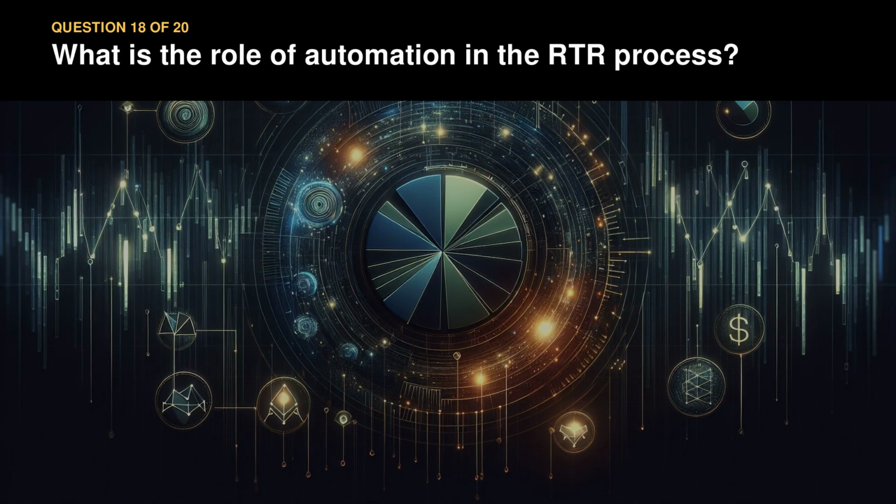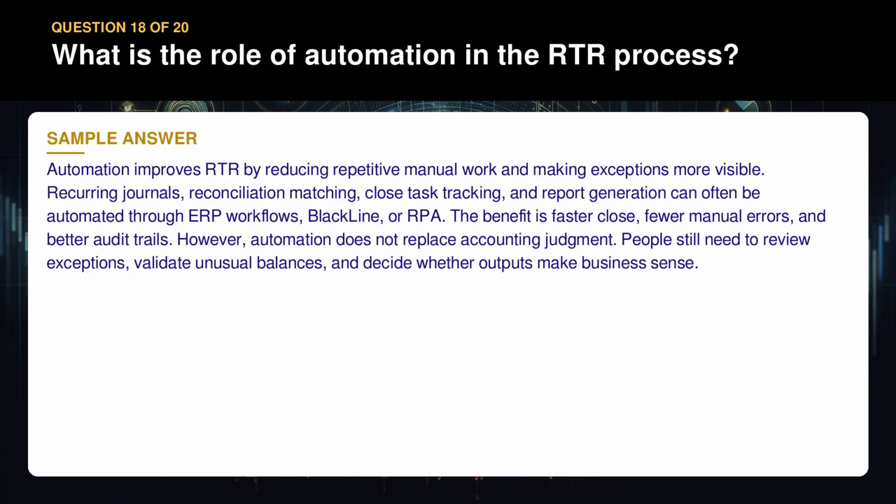Question 18. What is the role of automation in the RTR process? Automation improves RTR by reducing repetitive manual work and making exceptions more visible. Recurring journals, reconciliation matching, close task tracking, and report generation can often be automated through ERP workflows, Blackline, or RPA. The benefit is faster close, fewer manual errors, and better audit trails. However, automation does not replace accounting judgment. People still need to review exceptions, validate unusual balances, and decide whether outputs make business sense.